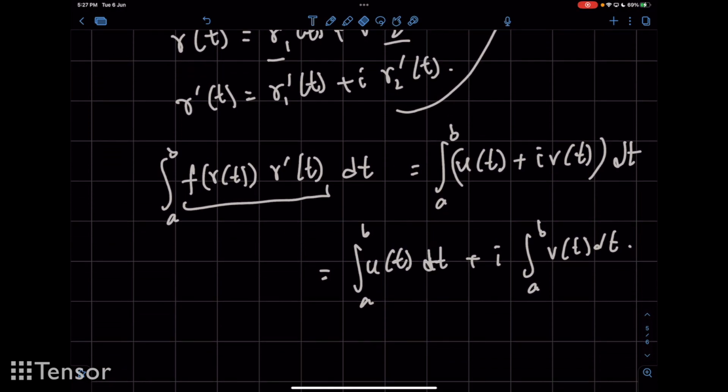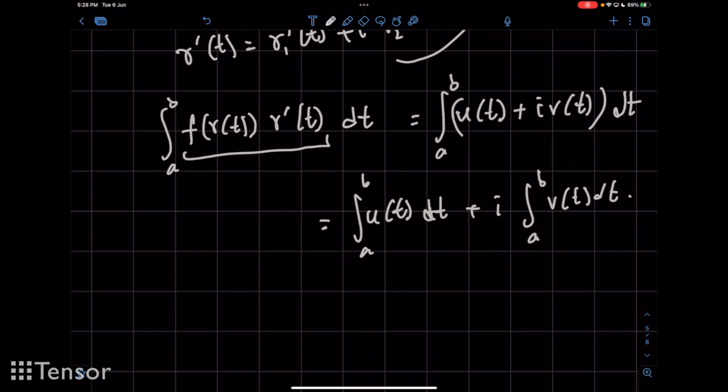Does anyone have any question? Previously I defined f as the sum of u of t and i v of t? No, this whole thing, f of gamma of t times gamma prime of t, is the sum of u of t and i times v of t. Oh yeah, I get it. Previously I defined f of x plus iy as u of x, y and v of x, y. Well, we won't really use these things, so I don't think this notation really matters.